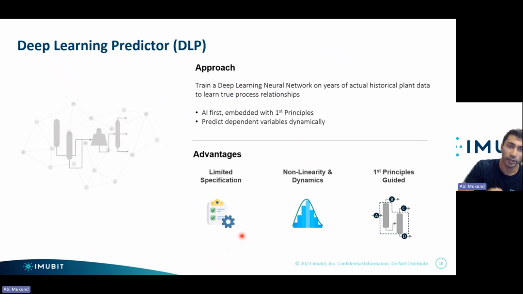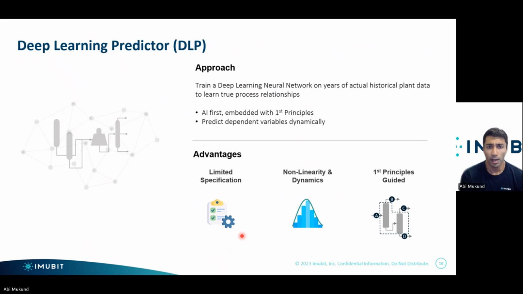But now we're going to turn our focus to what we call the deep learning predictor, or the dynamic virtual simulation of your plant. And how this model is trained, like I mentioned before, is taking years of plant historical data and then training a deep learning neural network to learn the true process relationship of the plant. And like I touched on before, and you're going to see as we walk through this development process, we take an AI-first approach, extract as much value from the plant data, but then embed first principles throughout the process.